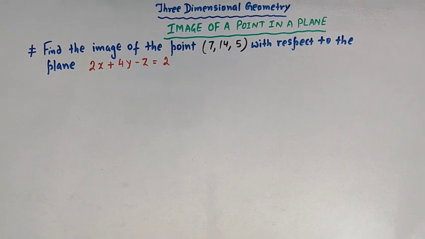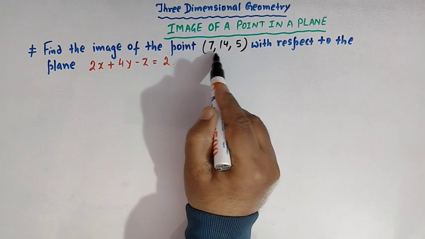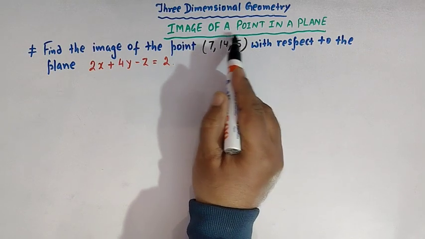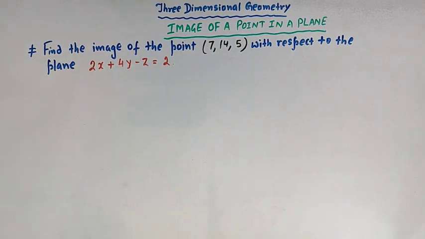Hello viewers, in today's class we are going to discuss yet another important and conceptual problem from three-dimensional geometry. Here we are going to discuss the concept of the image of a point with respect to a given plane. We are given a point (7, 14, 5), and we have to find the reflection of this point with respect to this plane.